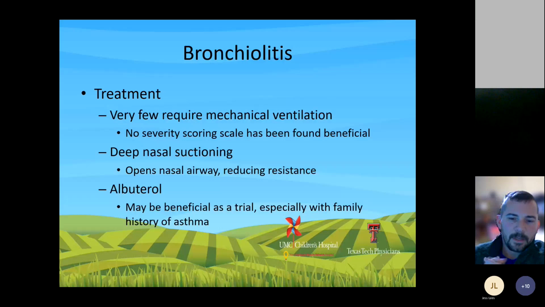Albuterol, I'll throw this in here because, again, many of the guidelines say no: for bronchiolitis, albuterol is not beneficial.